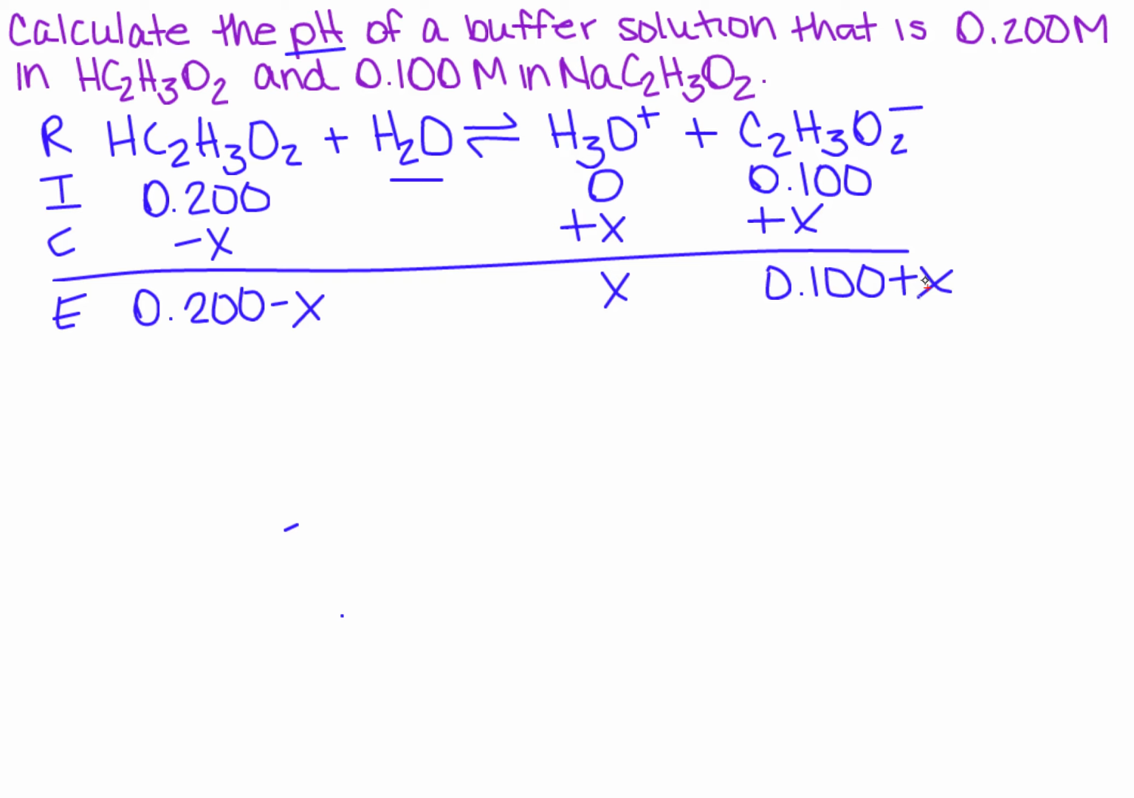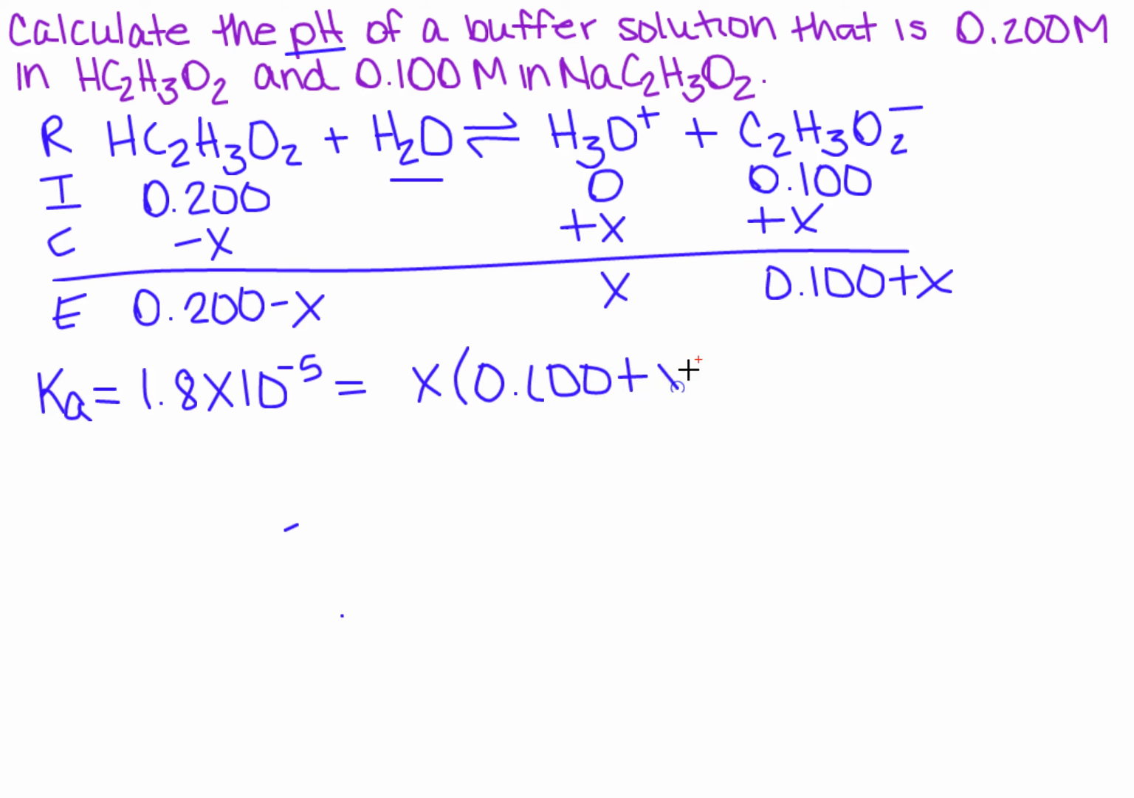So now we're going to look at Ka. And if you remember Ka, some of you have memorized it by now, others have not. It is 1.8 times 10 to the minus 5. If you don't have it memorized, you just go look on your table in your textbook and you'll find it. So we do the products, so x times 0.100 plus x over the reactant, so 0.200 minus x, so got that.